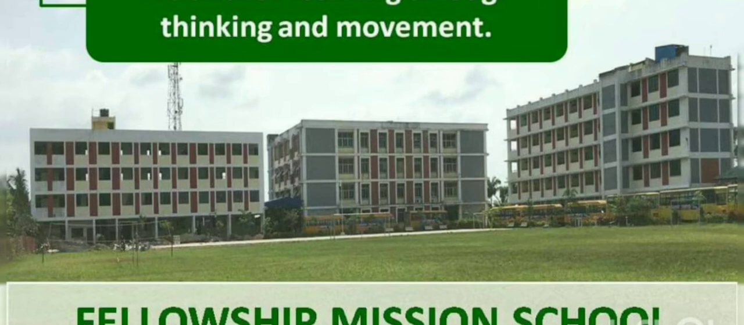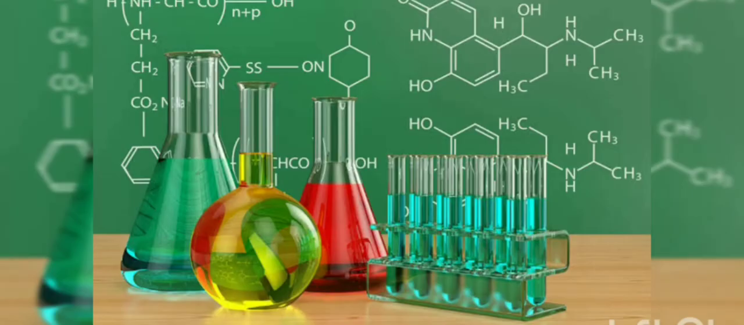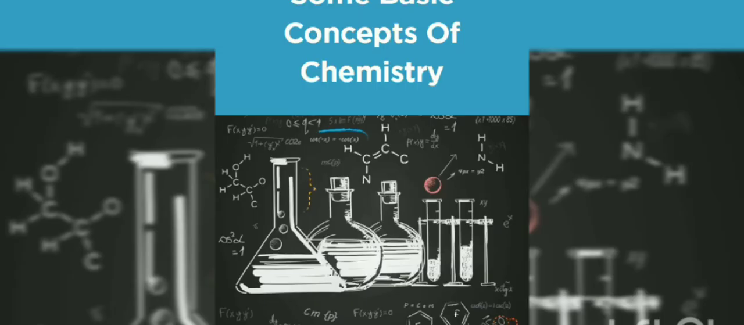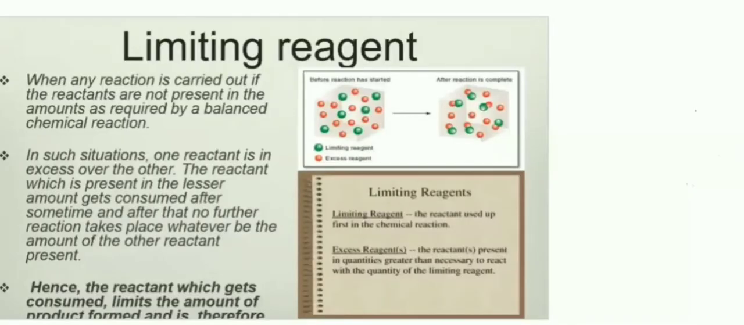So, we will start with the next topic of our first chapter, some basic concepts of chemistry. So, let's discuss limiting reagent and how this limiting reagent helps us to determine the amount of product formed during a chemical reaction.